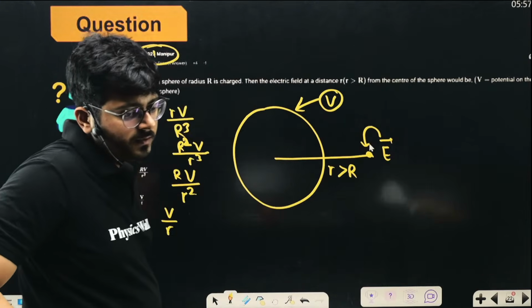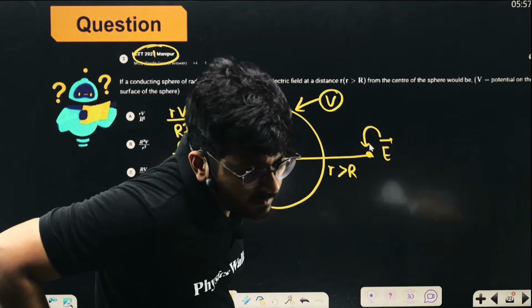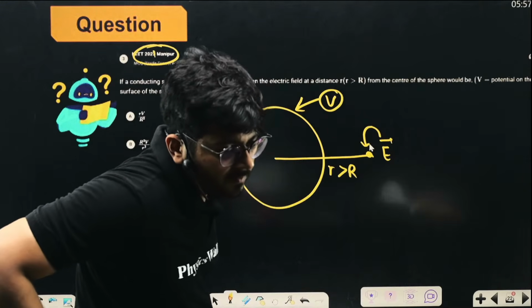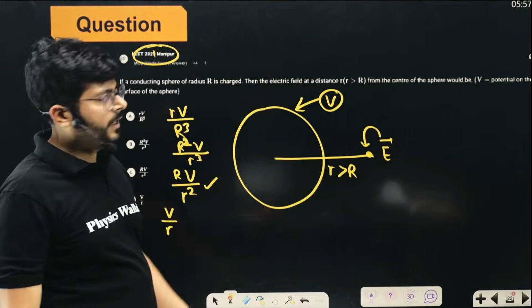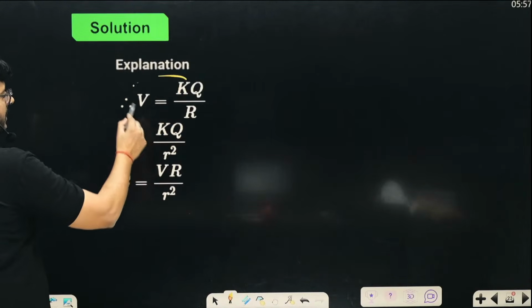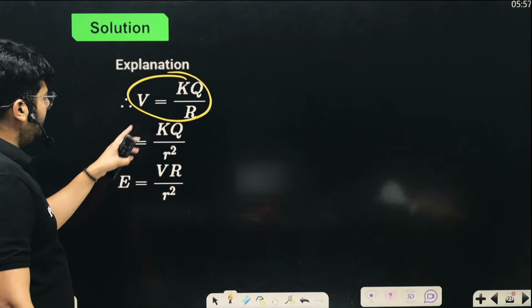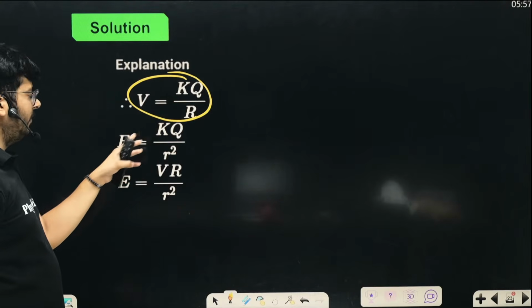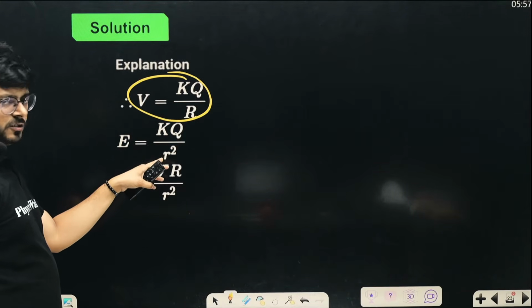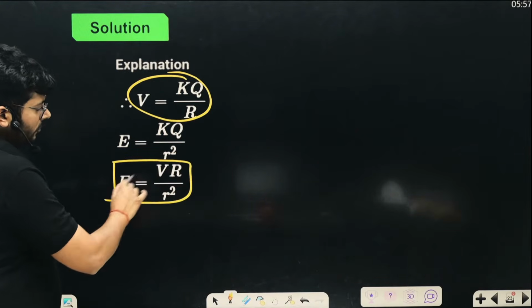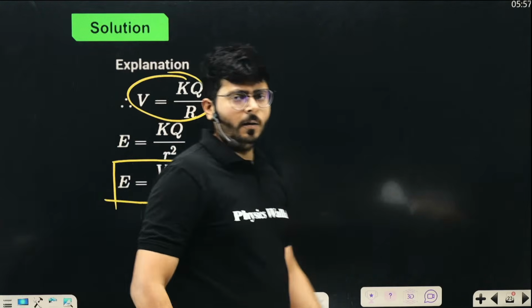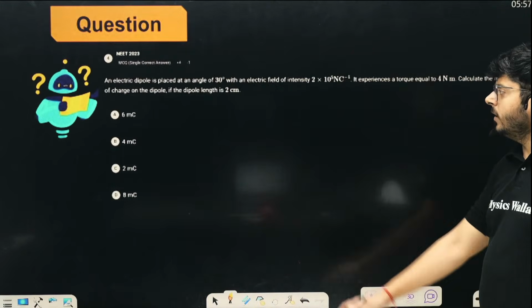C. Very good. C is actually the correct answer, because now you don't have to think much about it. You know that V is equal to KQ by R, and by replacing it correctly, you will find that E is equal to KQ by r square. So you automatically get E is equal to VR upon r square, which is option C. Let's move on and talk about the next one.